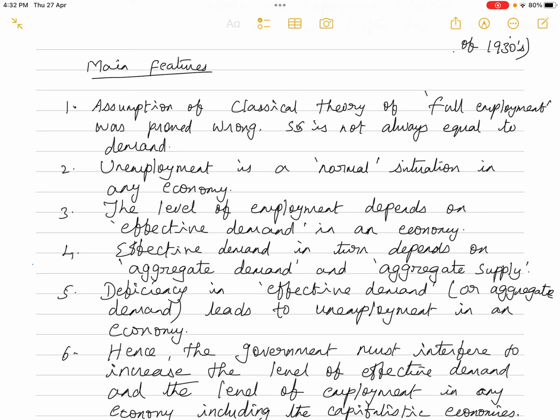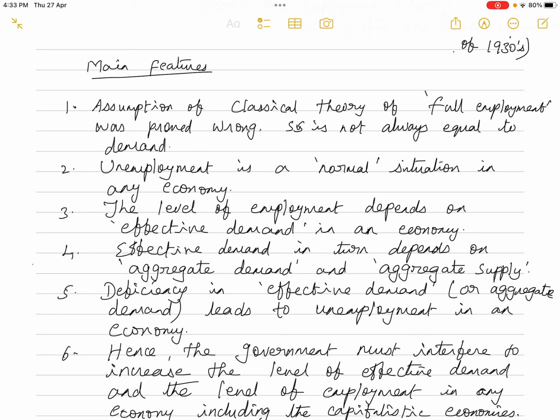Okay, now what is that effective demand? Fourth point: effective demand in turn depends on aggregate demand and aggregate supply. Now if you remember, what is the meaning of aggregate demand? Aggregate demand is the total demand for all the goods and services in the country, and aggregate supply is the total supply of all goods and services in the country. The total supply of all goods and services is equal to the total national output, which is equal to the total national income of the country. So aggregate supply is also equal to the total national income of the country.